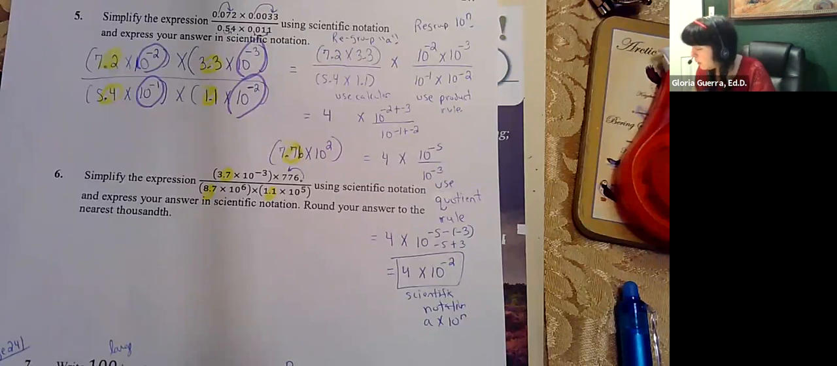Okay. But yeah, that's suitable. 4 times 10 to the -2. Okay, and then number 6, we already did the first step. We already changed everything to scientific notation. Now we're going to regroup our A's.